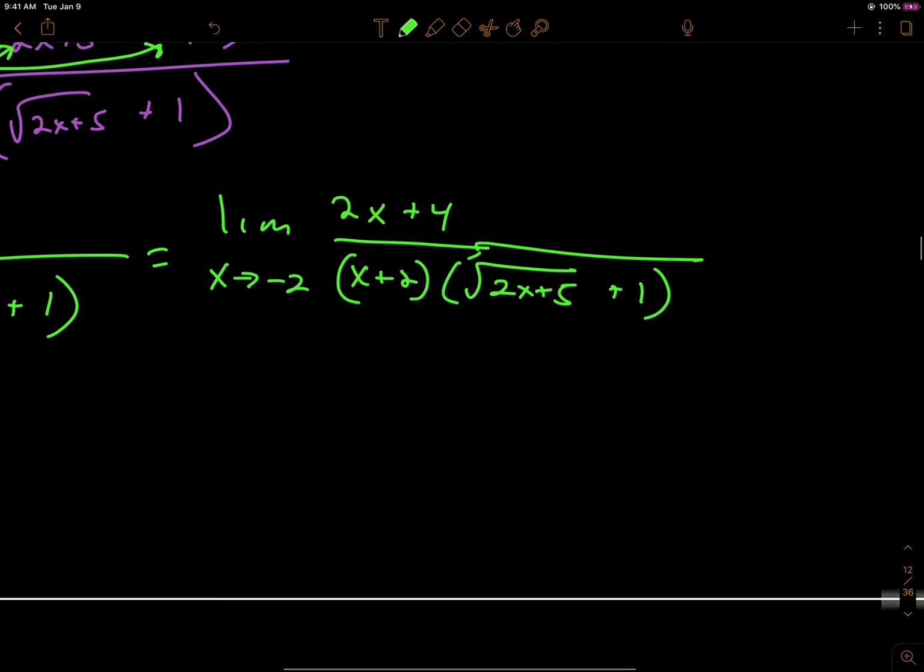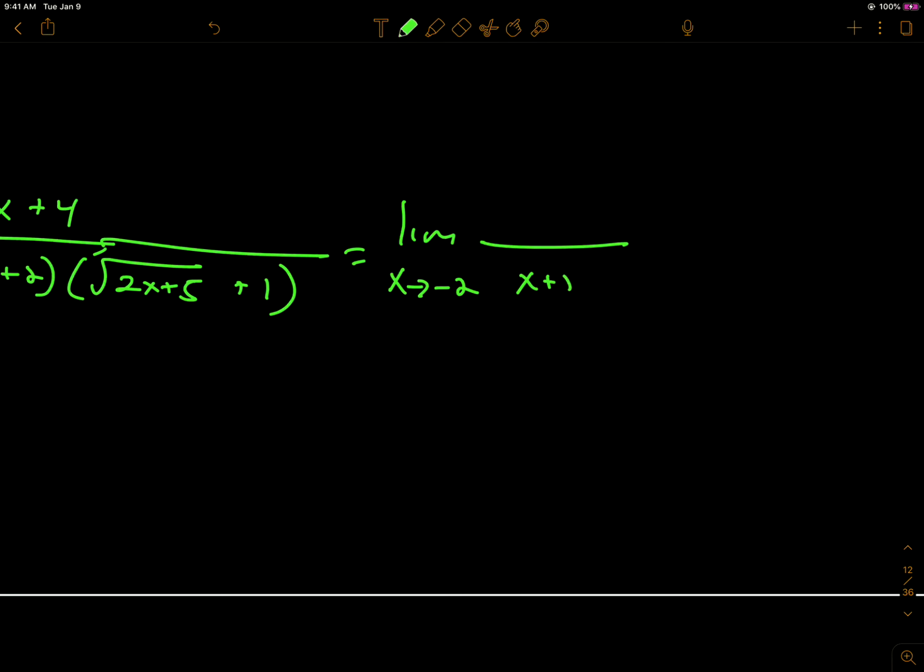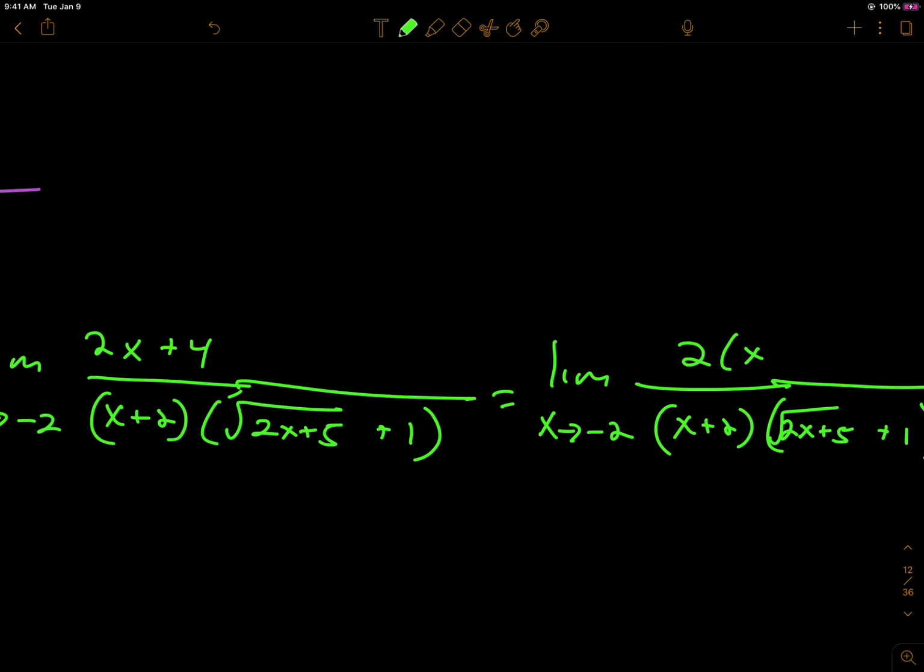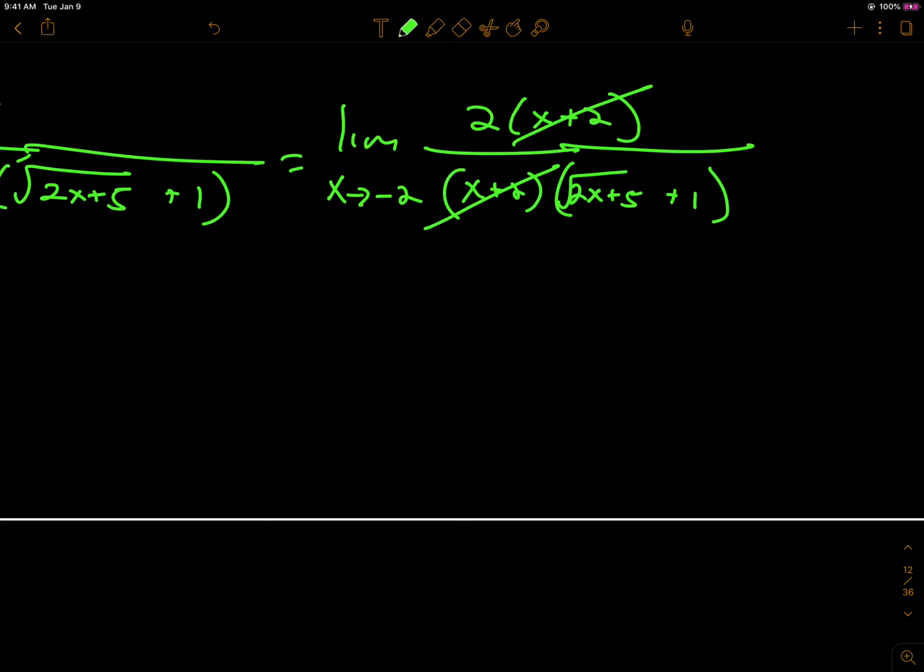so that's going to work. I can keep going. I can factor that top to tease out the x plus 2. That was the goal. So on the bottom, I've got x plus 2 times the square root of 2x plus 5 plus 1. And on top, I can factor out a 2 and get x plus 2. Here they cancel. So I'm left with the limit as x approaches negative 2 of 2 over the square root of 2x plus 5 plus 1.